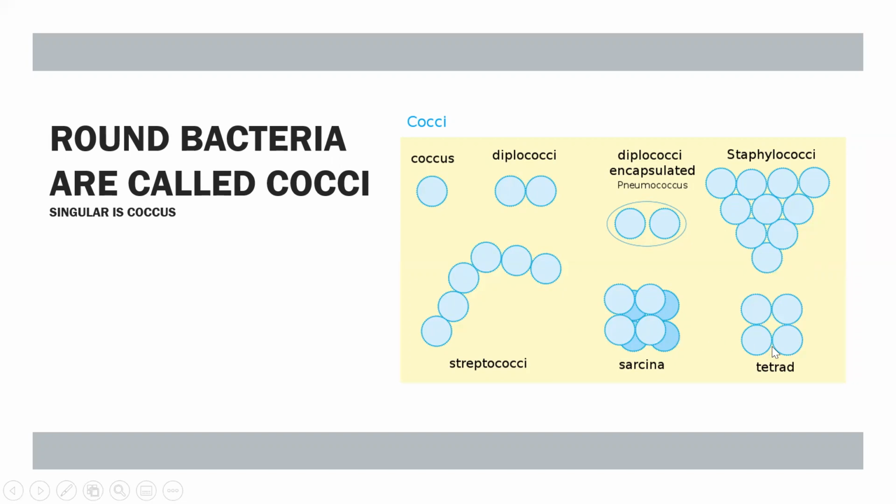Sarcina is the same thing as a tetrad, except instead of it being four, it's eight. So they'll divide once and then divide again. And then each of those will divide one more time and create the ones that are behind. So it's like a little cube. And then streptococci is this one in a long chain. So one divides, and now there's two, but now this one divides, and now there's another one, and then so on and so forth.